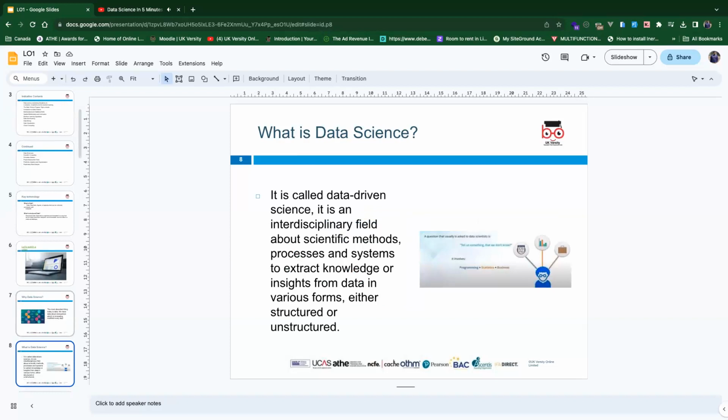Another thing about data science is that it is data-driven. It is an interdisciplinary field about scientific methods, processes, and systems to extract knowledge or insight from data in various forms, either structured or unstructured.